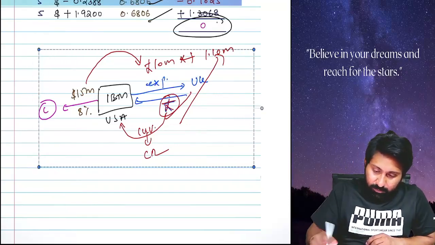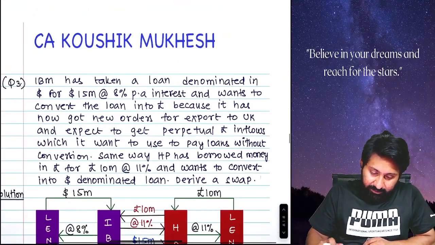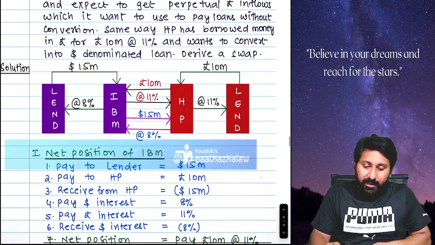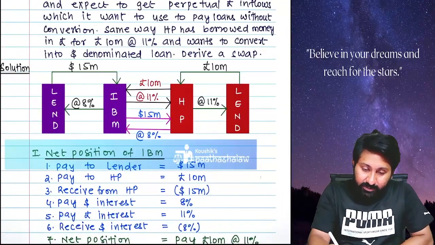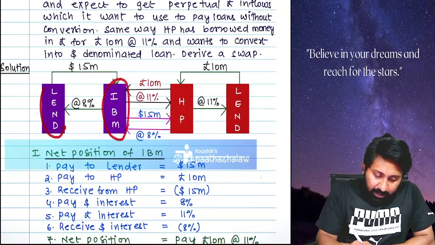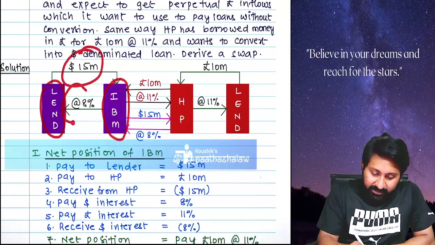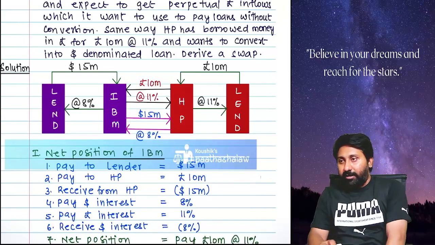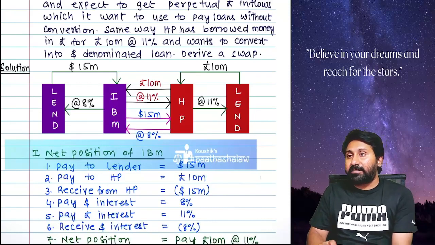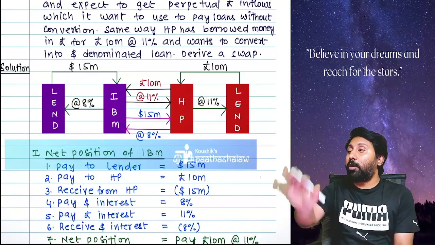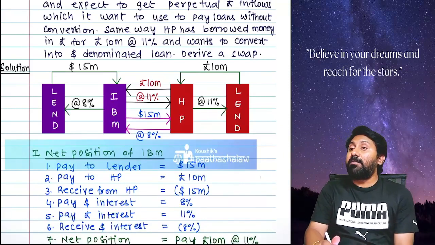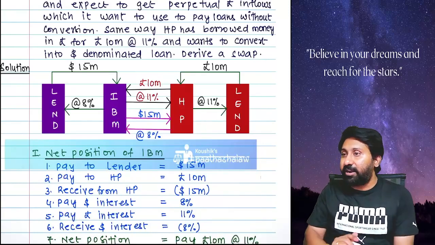Okay, let us see. IBM has taken a loan denominated in dollars. See how it happens. See the original position first. IBM has to pay $15 million at 8%. Okay, but it wanted to convert. So it wanted to borrow in what currency? It wanted to borrow not in dollars. It wanted to borrow in pounds. Really, can it borrow in pounds? It can't borrow because already it has borrowed. Yeah. I will not borrow two times.